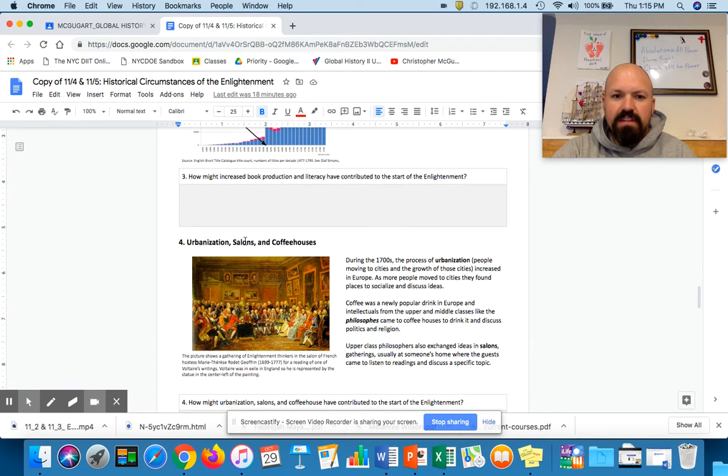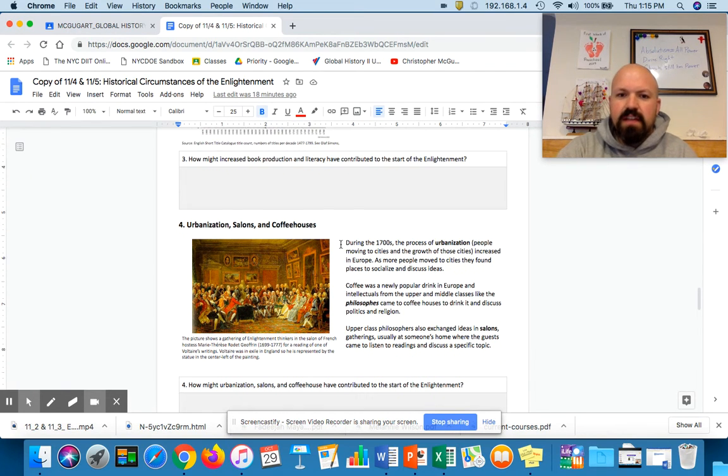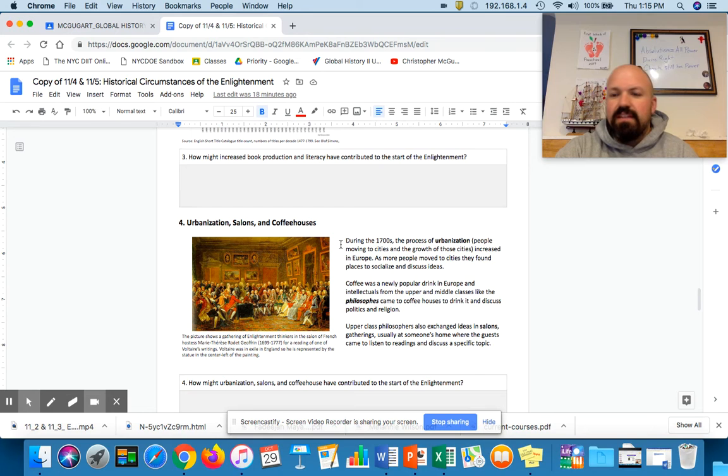Fourth part is urbanization, salons, and coffee houses. We also start to see in the 1700s a huge increase in population, and specifically people moving into the city. This has to do with another part of history called the agricultural revolution. At the same time, our farming practices get better and we need fewer farmers to produce the same amount of food.